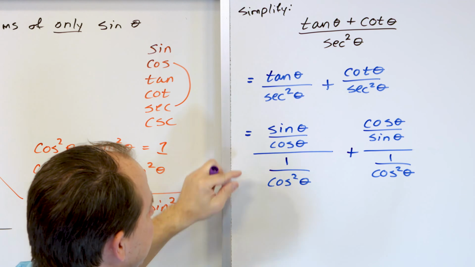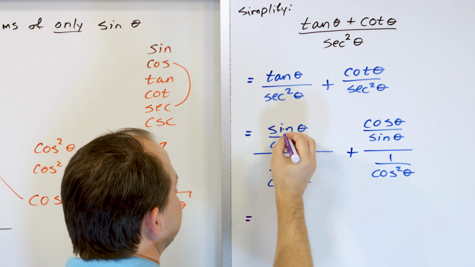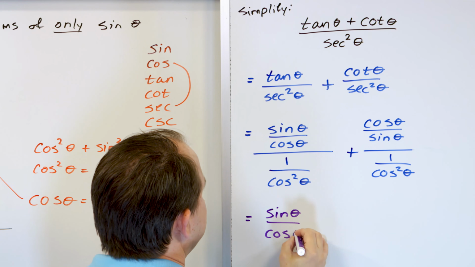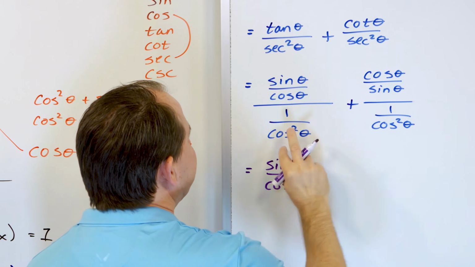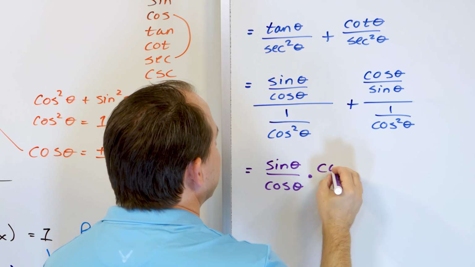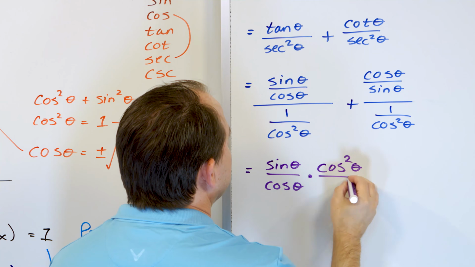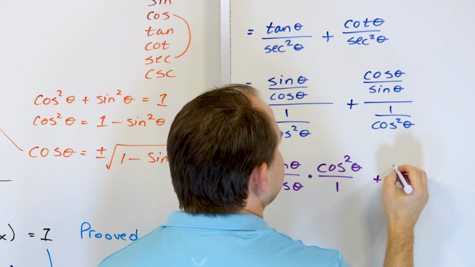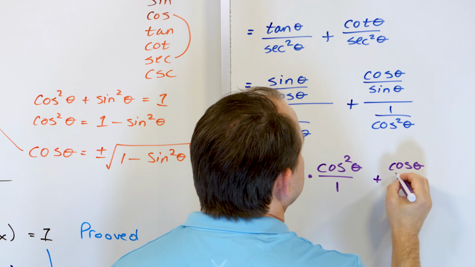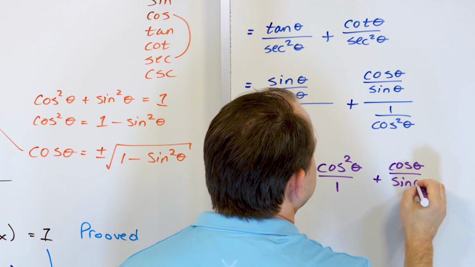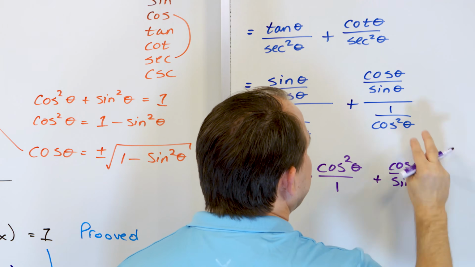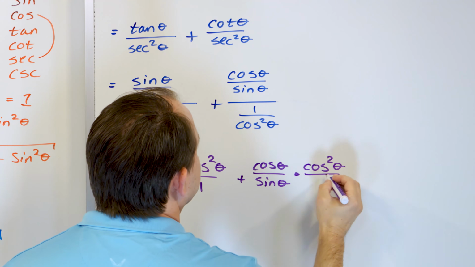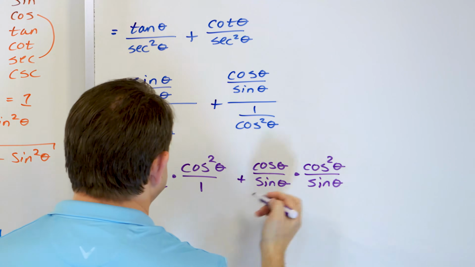We have fraction division. We need to do that. So this is going to be sine theta over cosine theta. This division bar will turn to multiplication. We'll flip this over and write down cosine squared of theta over 1. We just flipped it over, multiplied. That's what we got here. Then, similar thing here. Cosine of theta over sine of theta. Change the division to multiplication, flip and multiply. Cosine squared theta over sine of theta.